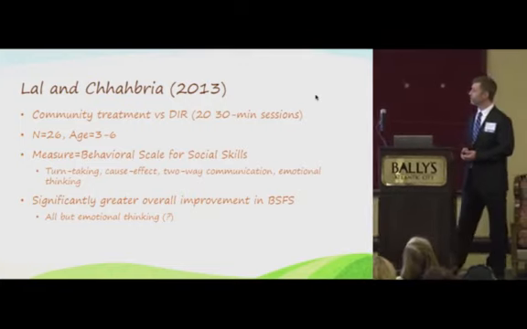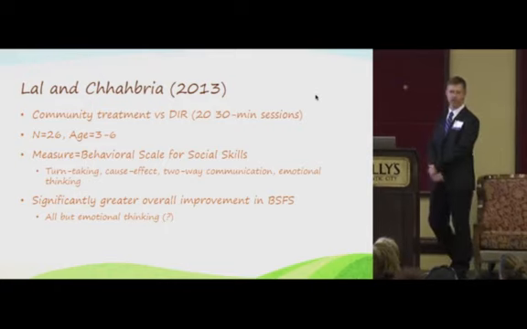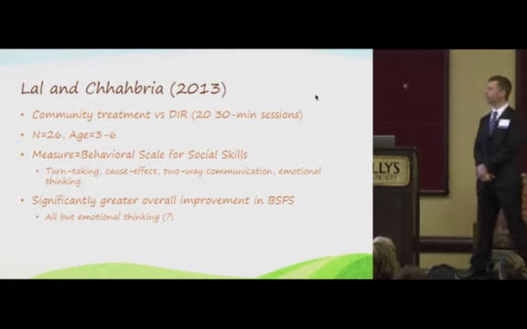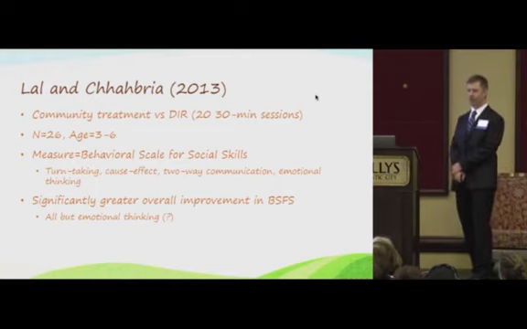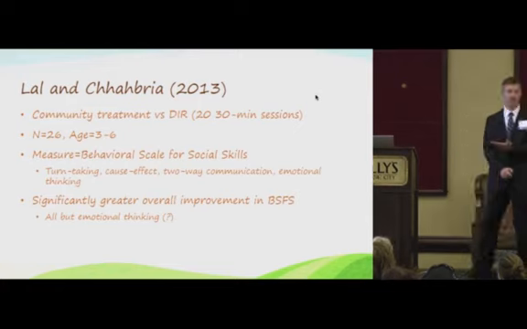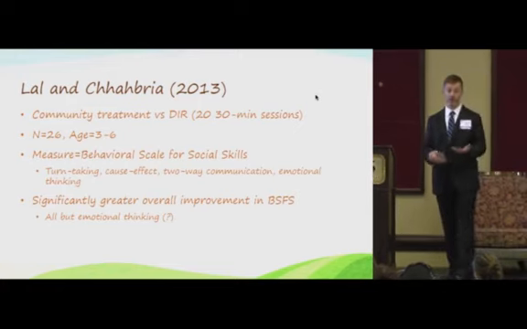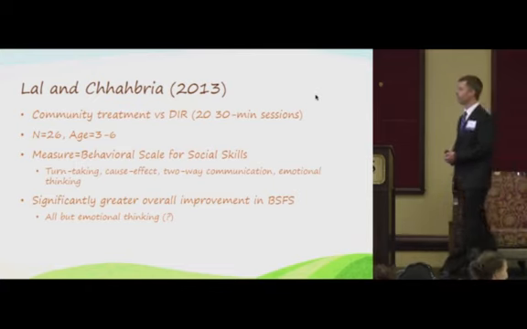There were 26 kids, ages 3 to 6. They used a behavioral scale for social skills, which I don't really know, but it measures turn-taking, cause-effect, two-way communication, and emotional thinking. Do you know that one, Kathy? I never heard of it either. It sounds interesting, but I don't know how well it's normed, and they don't mention anything about its norming. They also don't cite it in their bibliography.